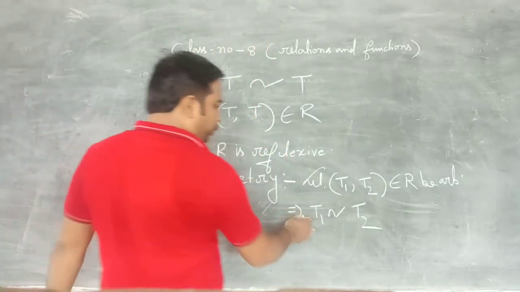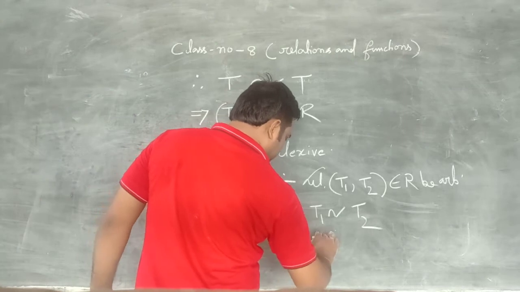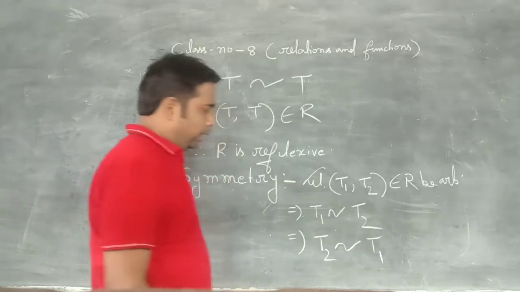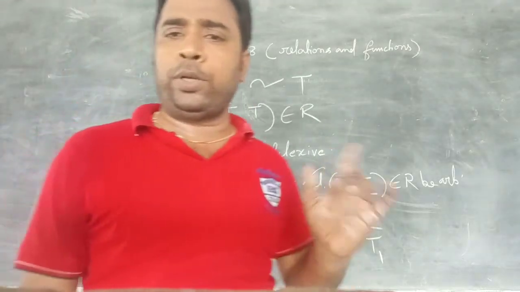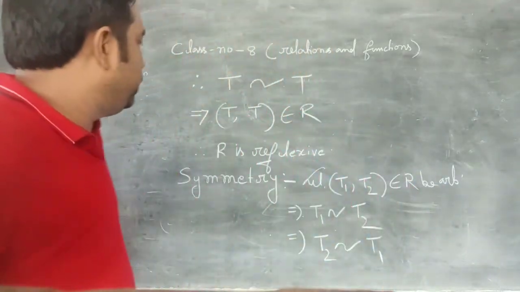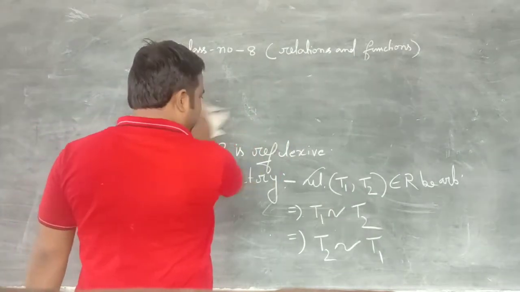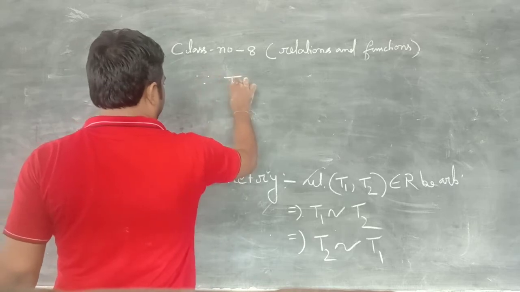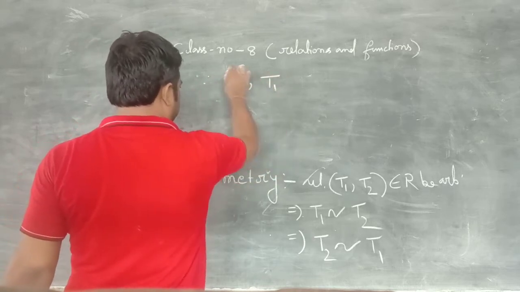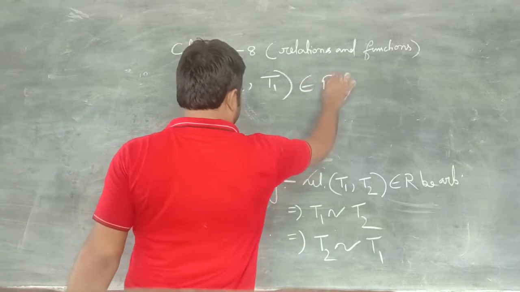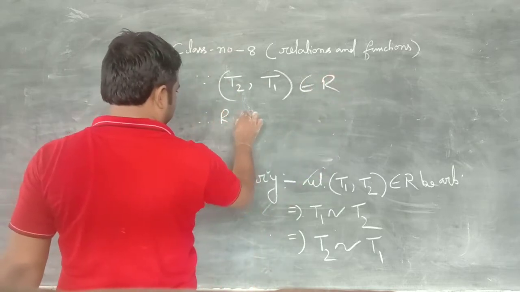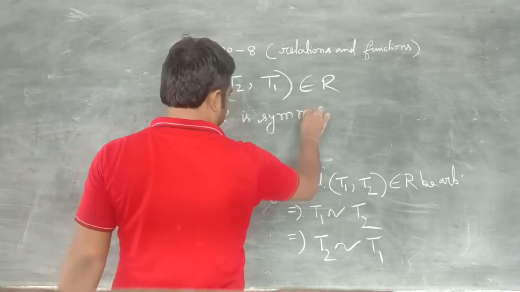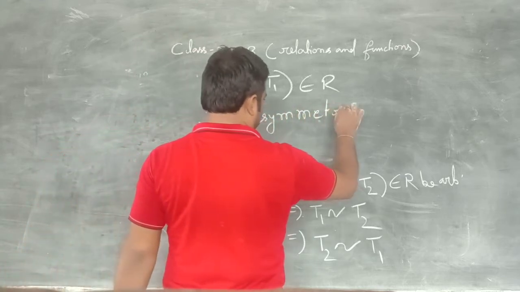Now, if T1 and T2 are similar, what can you write? T2 and T1 are also similar. So these two triangles T2, T1 are similar. That means the pair (T2, T1) belongs to R. So R is symmetric.